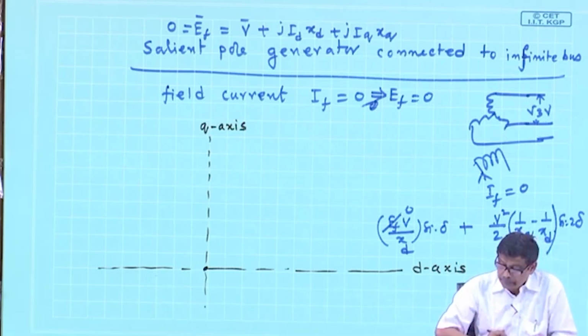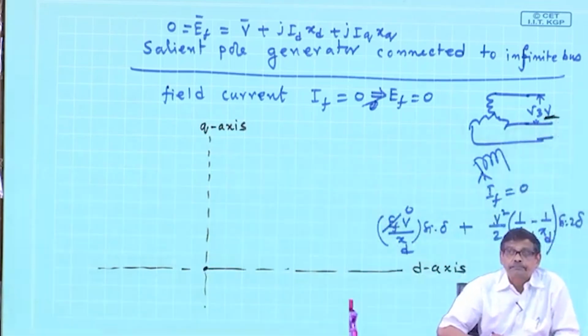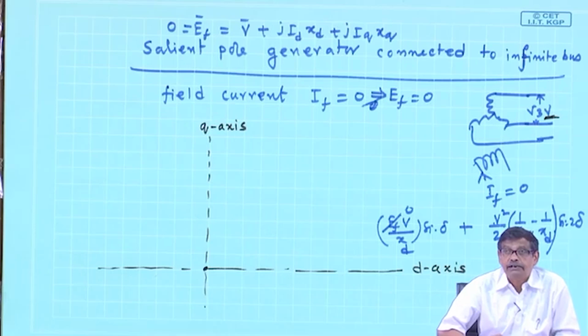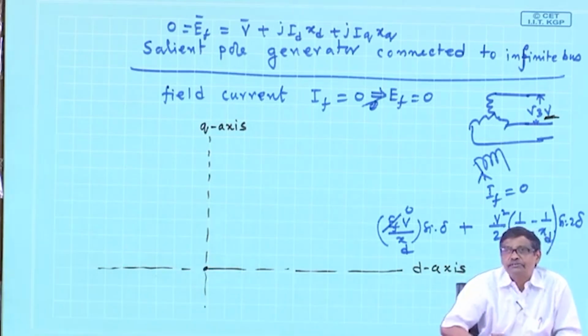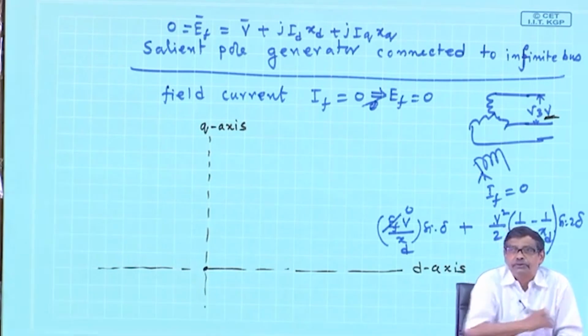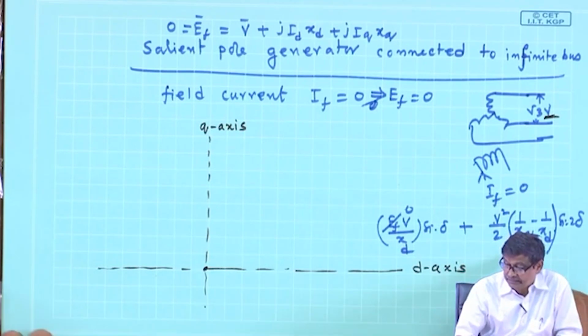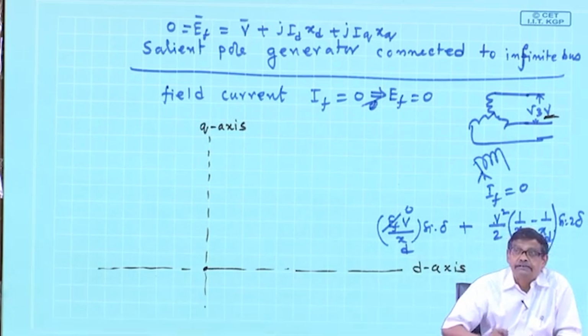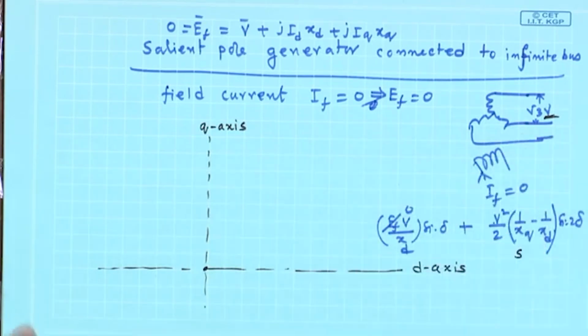So, EF is 0, but V is finite, it is connected to the bus, terminal voltage is there. You have synchronized the machine, then perhaps brought the field current gradually to 0 of this machine. So, only the salient power due to the saliency term is present. V is finite, having large voltage like that.